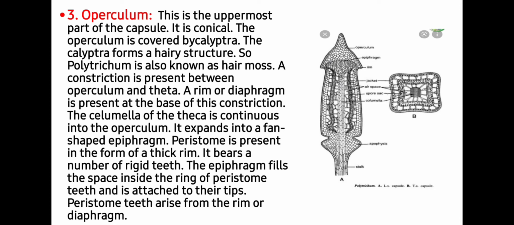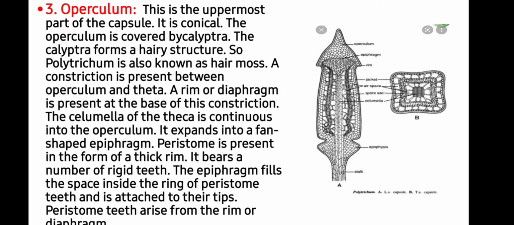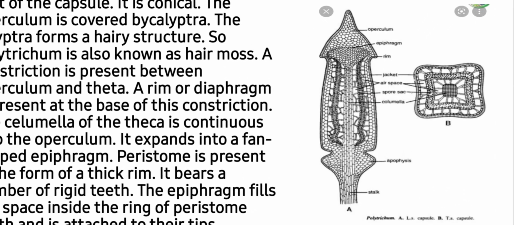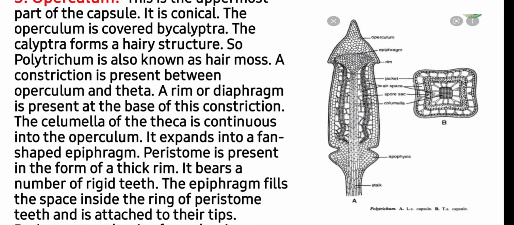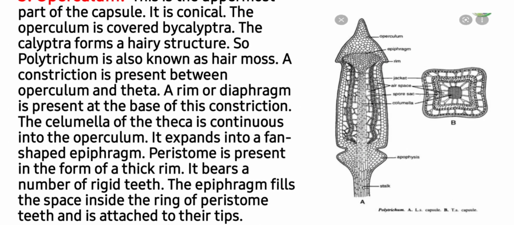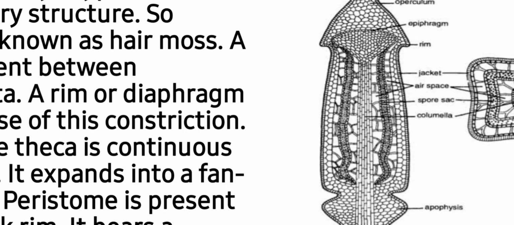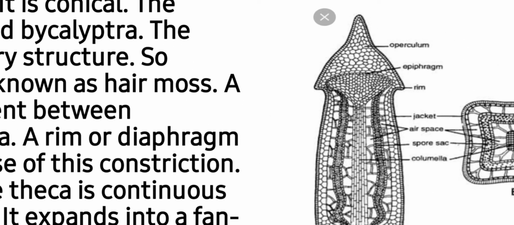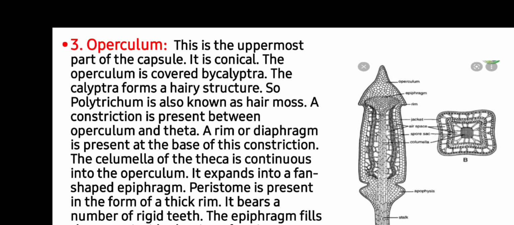The calyptra forms a hairy structure, so Polytrichum is also called hair moss. A constriction is present between the operculum and theca, and a rim or diaphragm is present at the base of this constriction, and it further helps in the falling of the operculum because here thin cells are present. The columella of theca is continuous with the operculum and it expands into a fan-shaped epiphragm, as you can see in this image. There is continuation of columella and at the operculum region it forms a fan-shaped epiphragm.